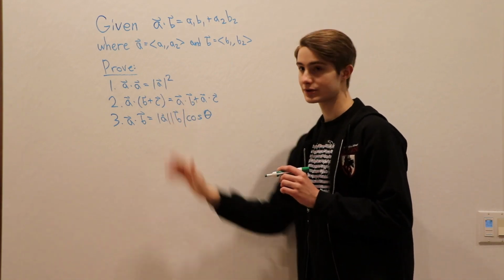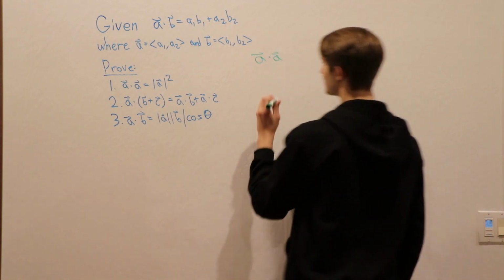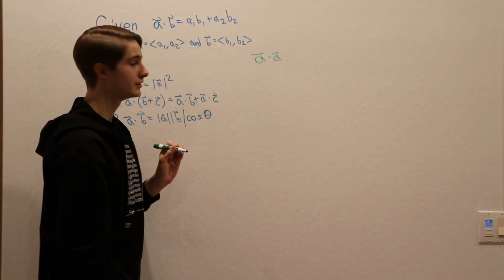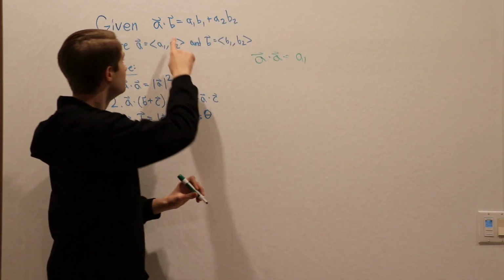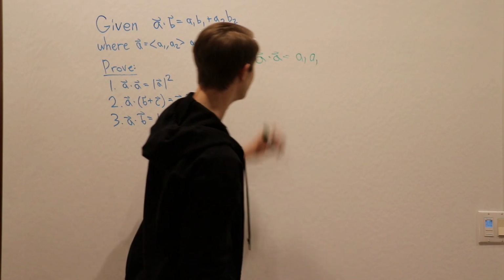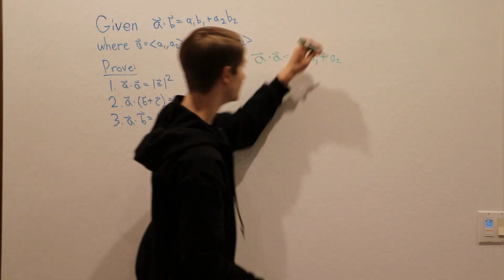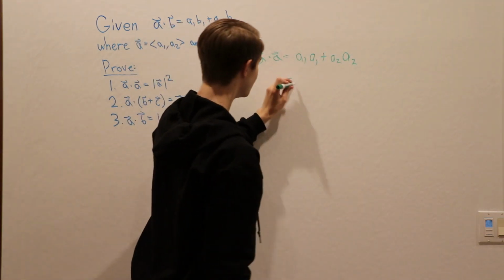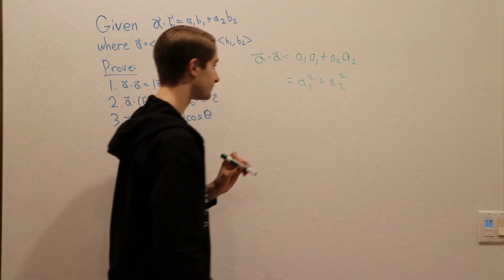So let's start out with our first property. Let's look at what A dot A is. And to start out, we can just plug it into this definition. So that gives A1, and then our B vector is A again, so this B1 is just going to be A1. And then we have plus A2, and once again this B2 is going to become A2 again. And we can simplify this. This is equal to A1 squared plus A2 squared.